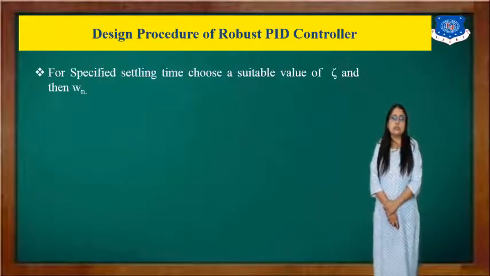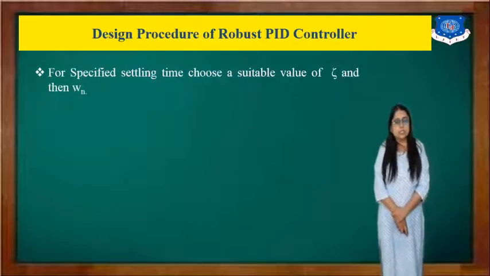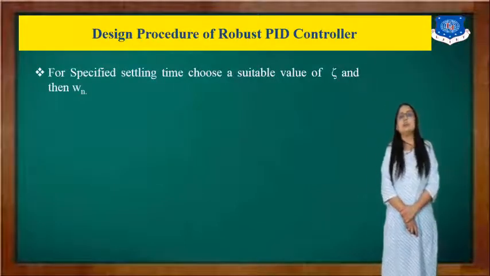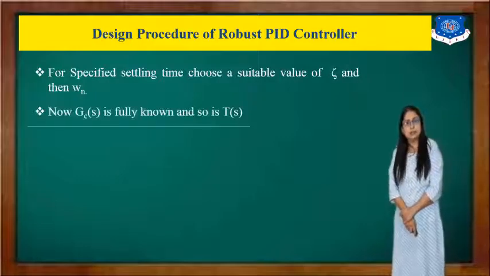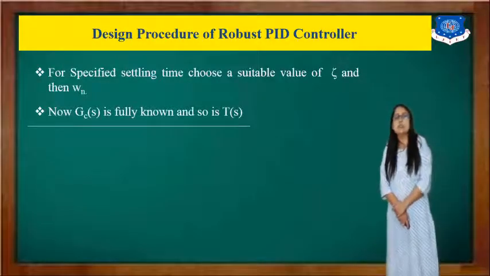Maybe Ts is given to you and you know the equation of the Ts. Based on that equation, you have to find out the value of zeta as well as omega n. So now Gc(s) is fully known, so you know the T(s).